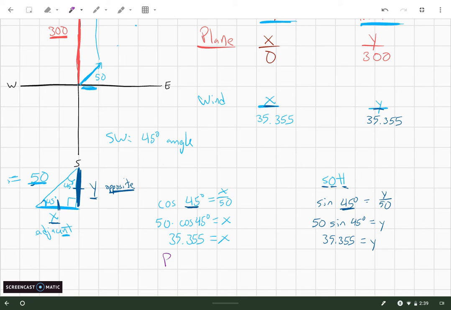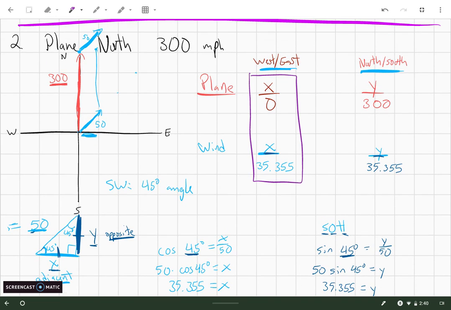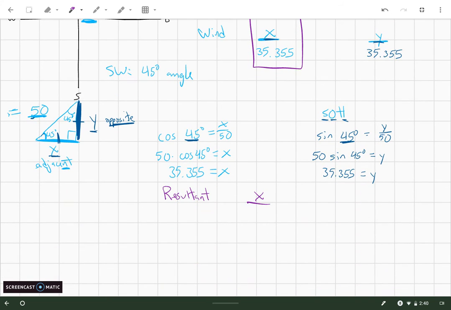So now let's do the resultant. So the resultant x and the resultant y. Well, the resultant x is going to be when I add those two together, right? Because the x values are both going in the same direction. We could say the plane is going 0 to the right, and the wind is going 35.355 to the right, or to the east. So we can just add those two together, and we can say that's going to be 35.355 plus 0.